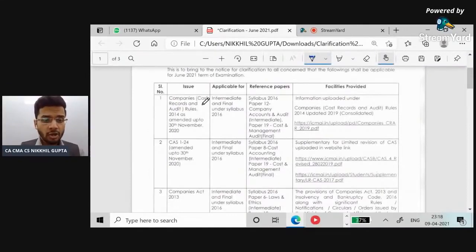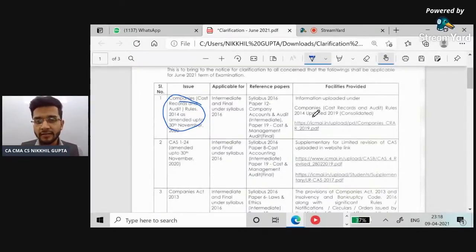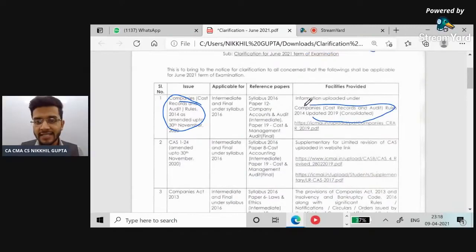So first of all, talking about the rules, the Companies (Cost Records and Audit) Rules 2014, particularly relevant for costing, intermediate students' costing and final students' cost audit. Cost audit, guys. So the rules which are updated till 2019, the consolidated rules, are applicable for your June 2021 syllabus.